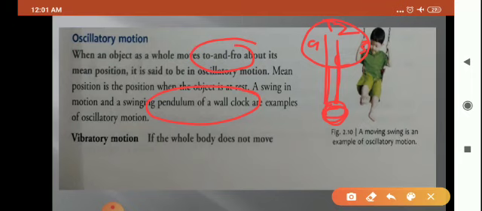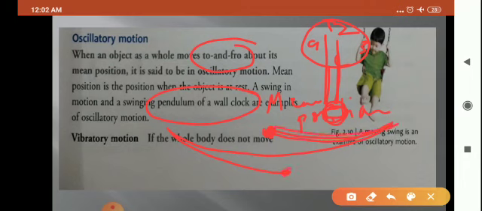The object moves in a to and fro motion. What is to and fro motion? This is your to and fro motion. I am making this here. Suppose this object is at rest. When the object is at rest, that is called your mean position. Then after some time, when the object starts moving to and fro, it will come here. Then again it will go to here, and again it will come to the center. So the center point is called your mean position, and these two ends are known as your extreme positions.